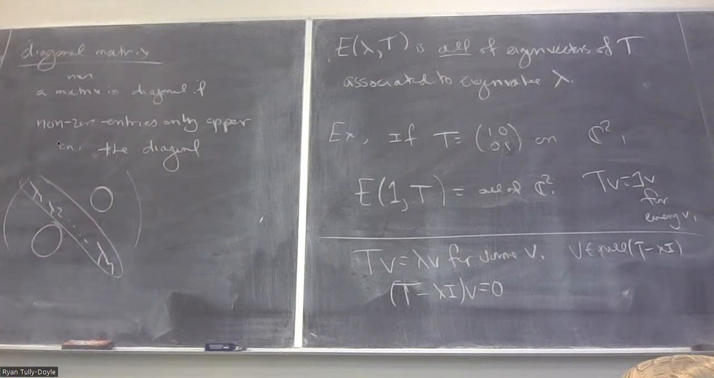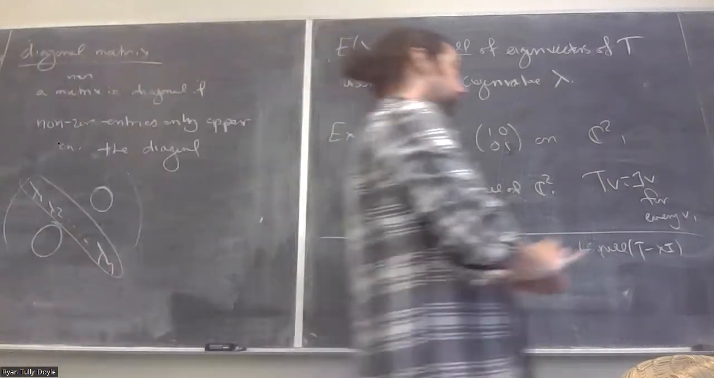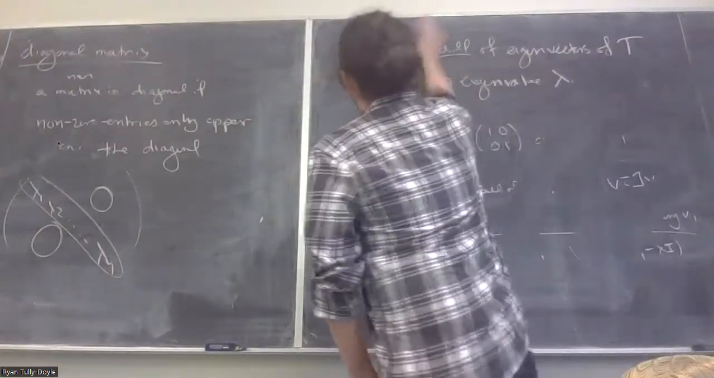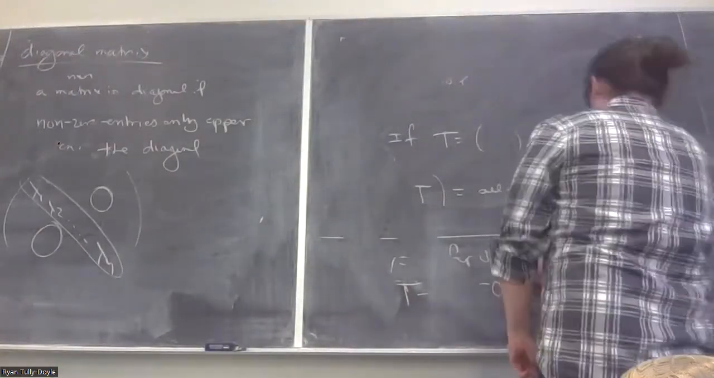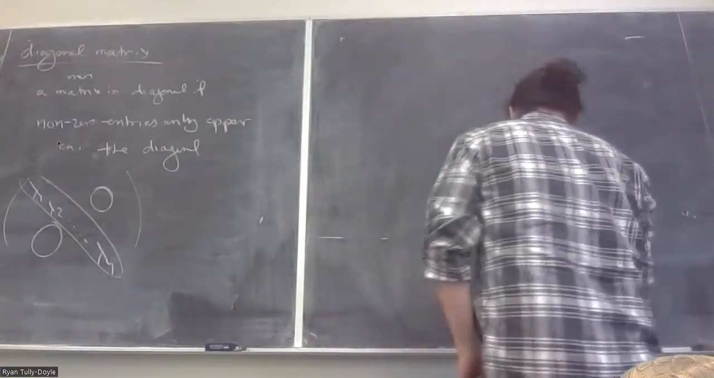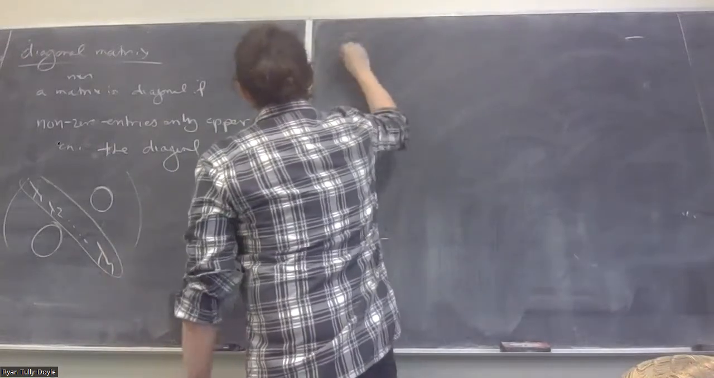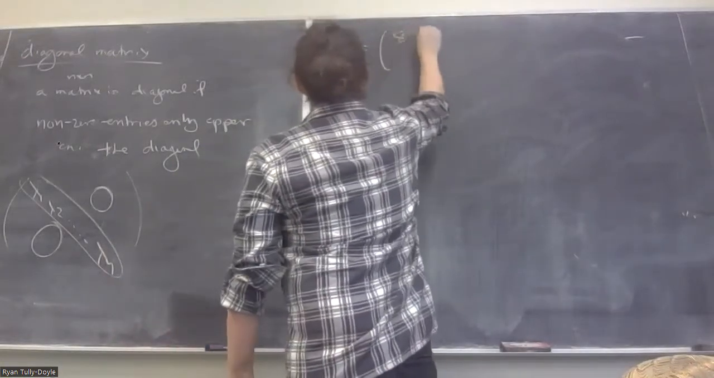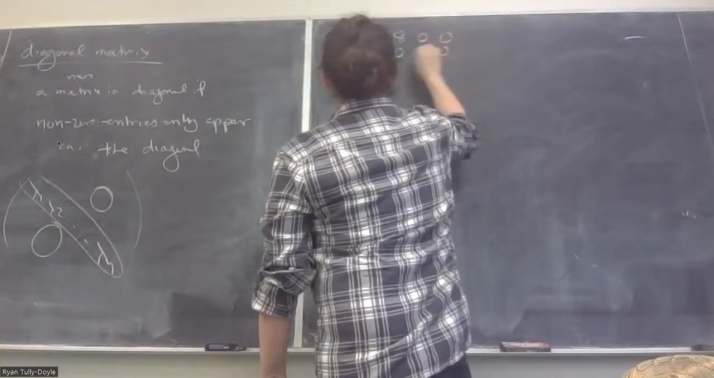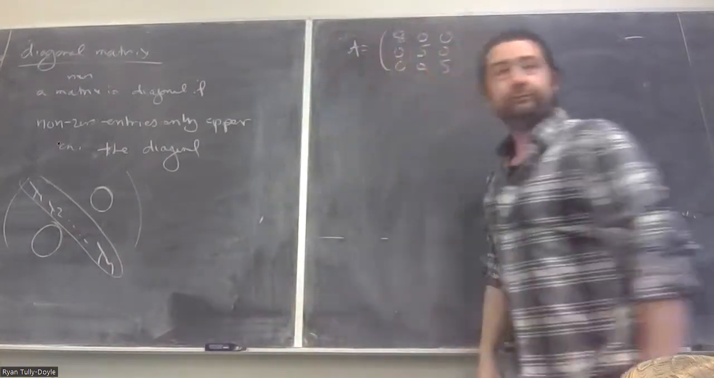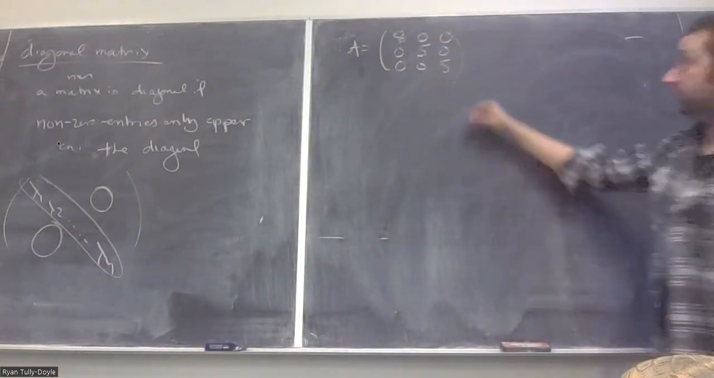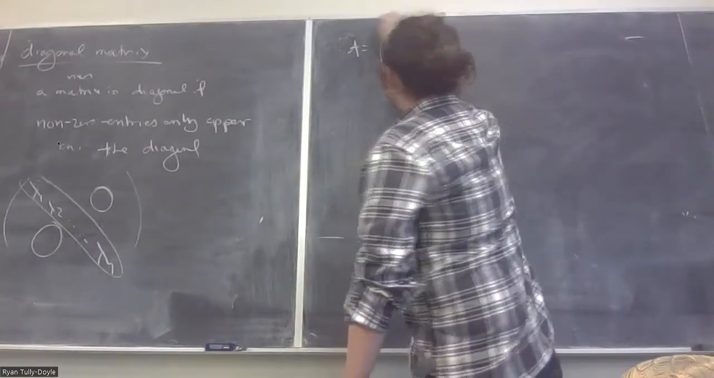Is the zero matrix diagonal? Sure, right? It's zeros up here and zeros down here, it's diagonal. All right. So here's an example that Axler lays out. He says, okay, as an example of a diagonal matrix, consider the matrix A equal to 8, 0, 0, 0, 5, 0, 0, 0, 5. It's diagonal because it only has non-zero entries on the main diagonal.